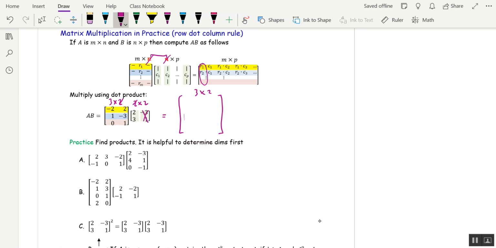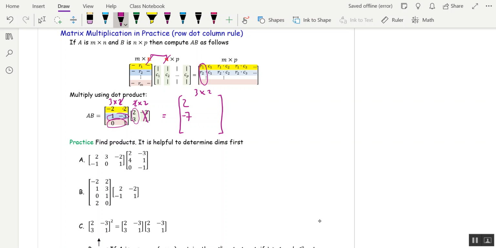The first column of the product is going to come by looking at only the first column of your second matrix. So I'm going to take this first row and dot it with 2, 3. Negative 2 times 2 is negative 4, plus 2 times 3 is 6. Negative 4 plus 6 is 2. Now I'm going to look at the dot product of this blue row with 2, 3. So 2 minus 9 is negative 7. Now I'm going to look at the pink row, and I'm going to dot it with 2, 3.